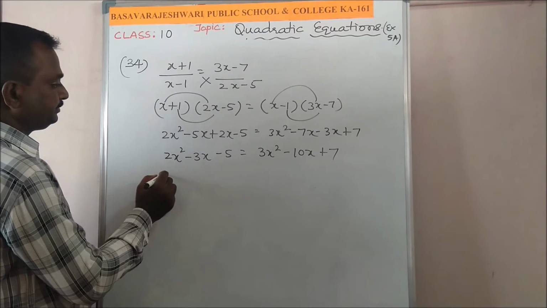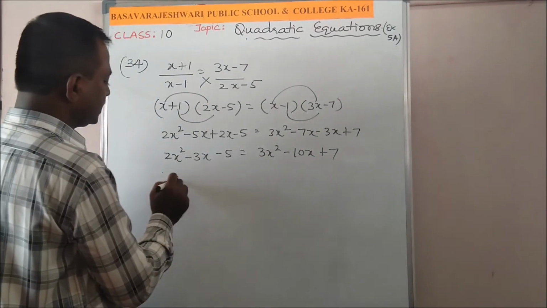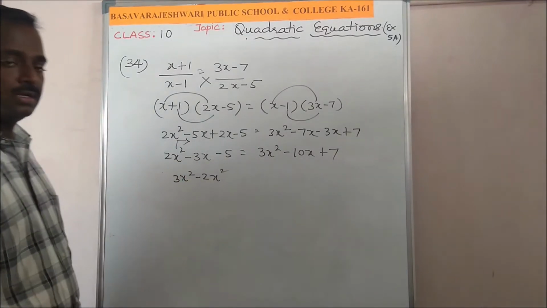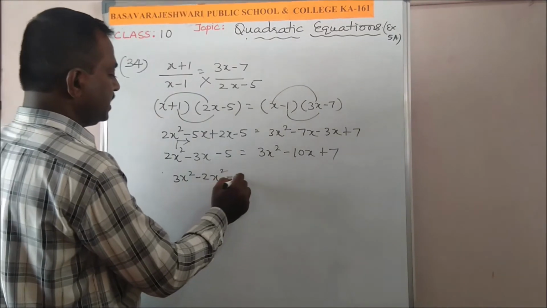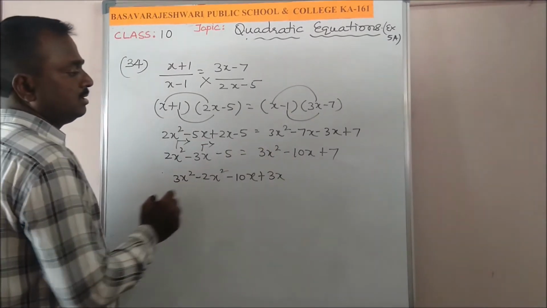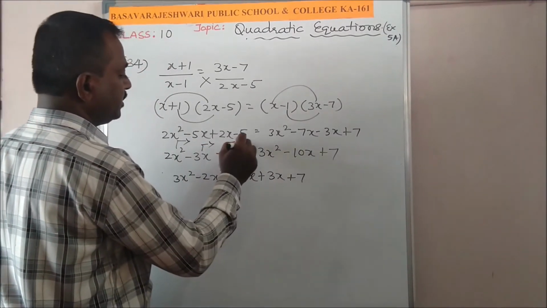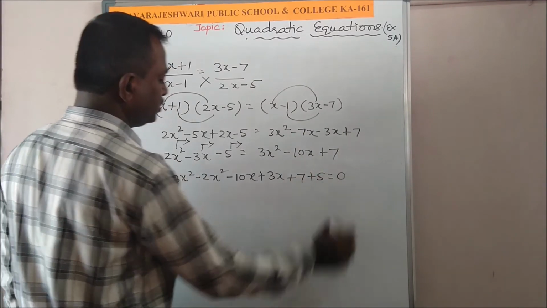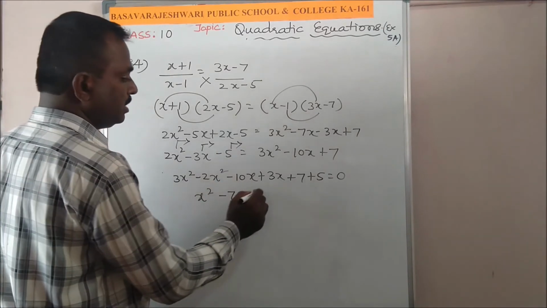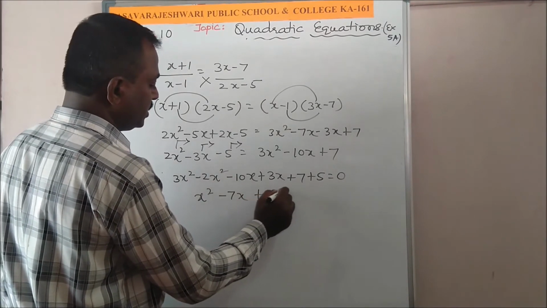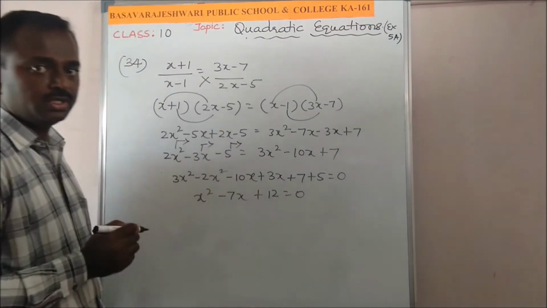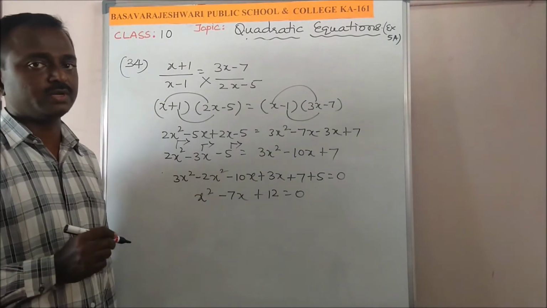So 3x square minus 2x square, correct? Minus 10x plus 3x, plus 7 minus 5, that becomes plus 5 is equal to 0. This is x square minus 7x plus 12 is equal to 0. So this is x square minus 7x plus 12 is equal to 0. We got the standard form, ax square plus bx plus c.